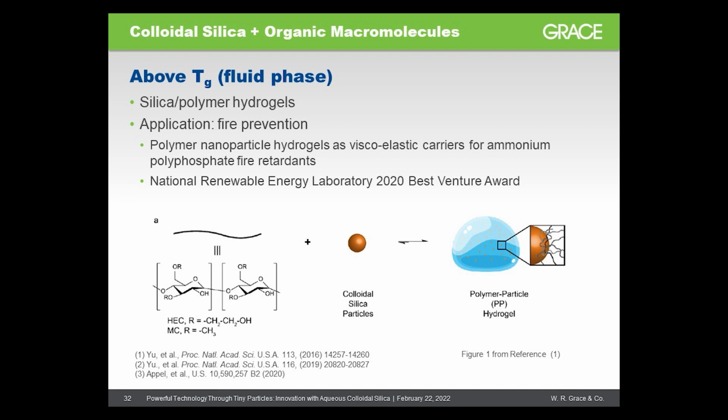This development was recognized as the best venture for the year 2020 by the National Renewable Energy Laboratory in the US. The organic macromolecules that are used to form these hydrogels involve an optimized mixture of hydroxyethylcellulose and methylcellulose. A colloidal silica is incorporated into the hydrogel matrix and confers special properties in the mixture.